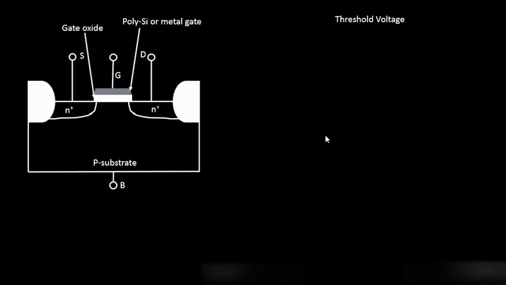So for example, threshold voltage, let's say we'll call it VT. We'll call VT the threshold voltage. VT equals a function of x, y, z.